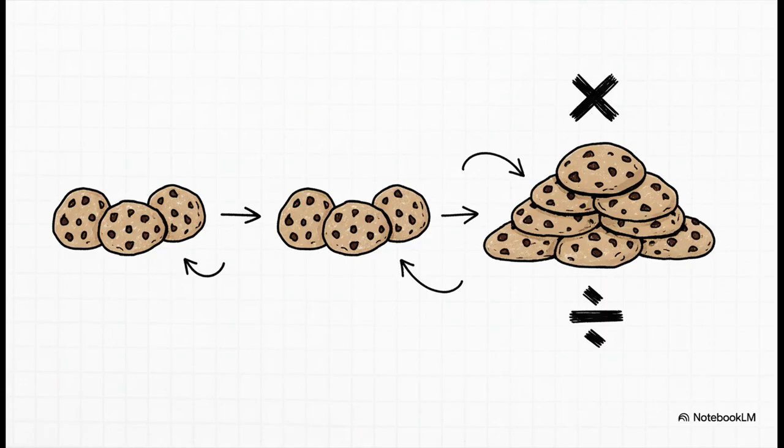So if multiplication is all about putting groups together, division is its exact opposite. It's about breaking a big number apart into smaller, equal groups. It answers questions like, how many groups can I make? Or how much goes into each group?